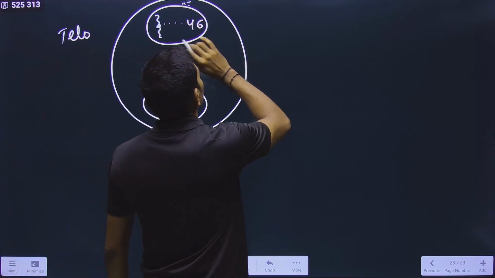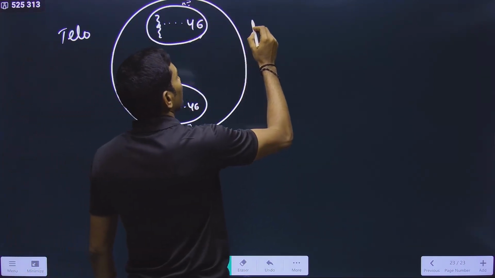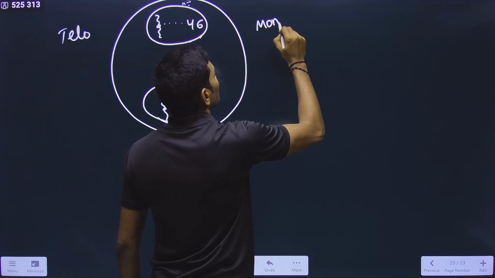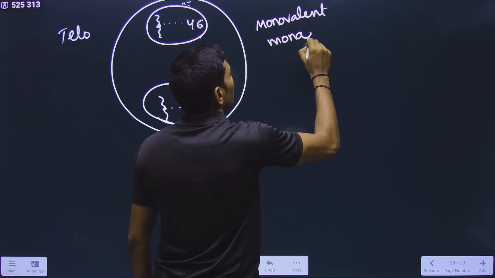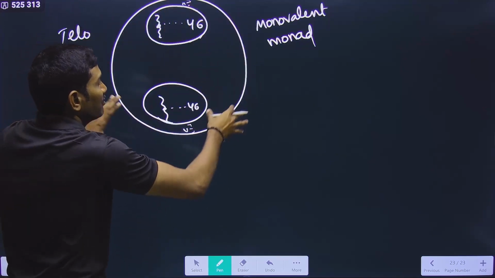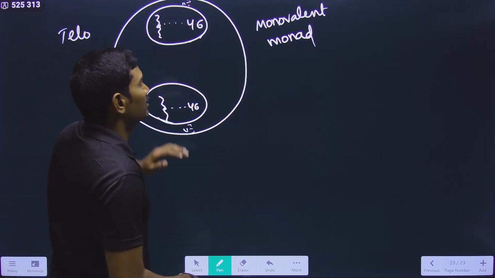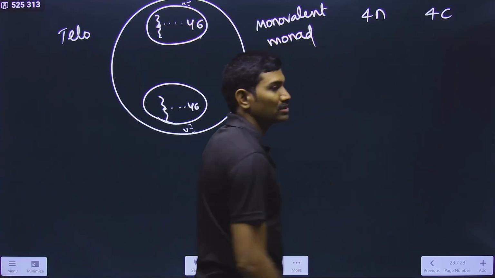In the telophase, for the complete cell, if you see, total, what is the type of chromosome? It is monovalent and monad chromosome. And what is the total ploidy? For the complete cell, if you see, 46 plus 46, 92. That means it is 4n and the C value is 4C.